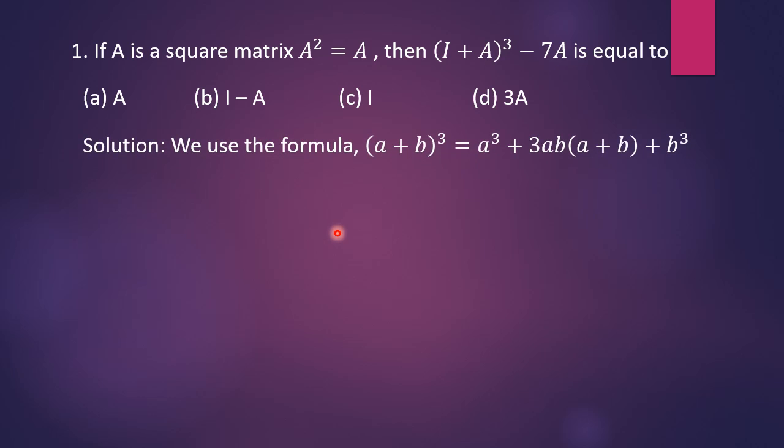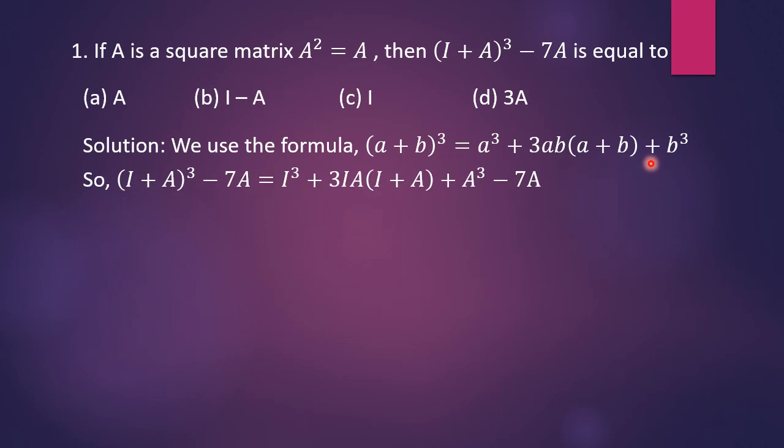We use the formula for (A plus B) whole cube, because (I plus A) whole cube is there. So we use this one: A cube plus 3AB into (A plus B) plus B cube. So using that, (I plus A) whole cube minus 7A is equal to I cube plus 3IA into (I plus A) plus A cube, minus 7A.